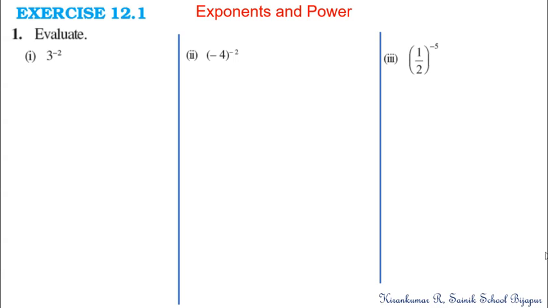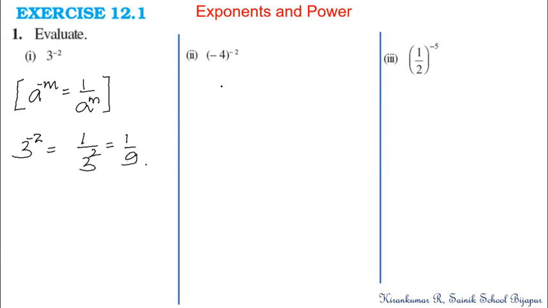and solve the questions. First question is to evaluate. There are 3 sub questions in that. The first sub question is 3 raised to the power minus 2. We know that a raised to the power minus m is 1 upon a to the power of m. We shall use this. So 3 to the power of minus 2 will become equal to 1 by 3 square. 3 square is 9. So the result is 1 upon 9.